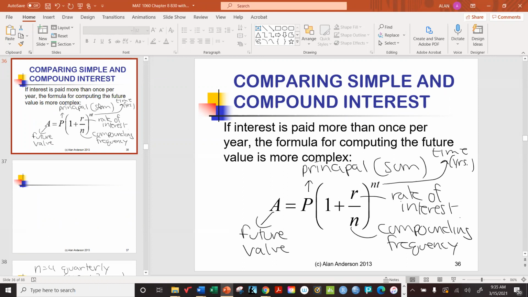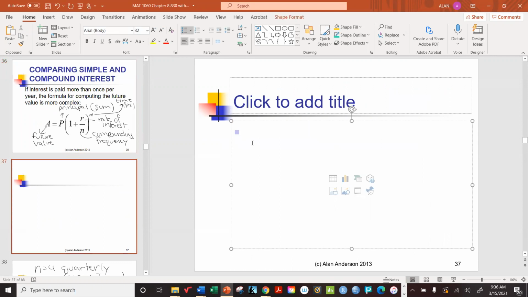Now, one of the reasons why this is so complicated is because you've got a ratio inside the parentheses and a product in this exponent. So yeah, it could get messy. For that reason, what we often would like to do is simplify the formula before we actually use it. And you'll see what I mean in a minute.